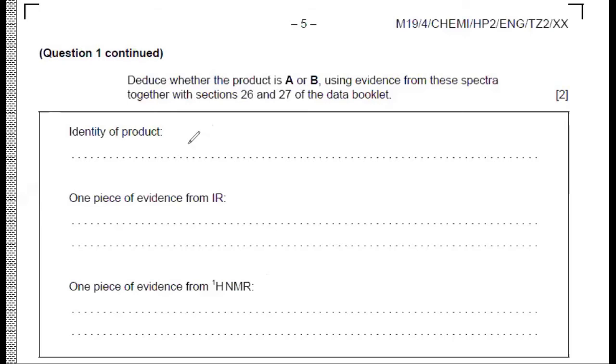Based on the IR spectrum, we have come to the conclusion that it is compound B, but the question is asking us to predict whether it is A or B based on both IR as well as H1 NMR. Both sets of data have to support that it is compound B itself. So now let's analyze whether B itself is the product based on H1 NMR also.